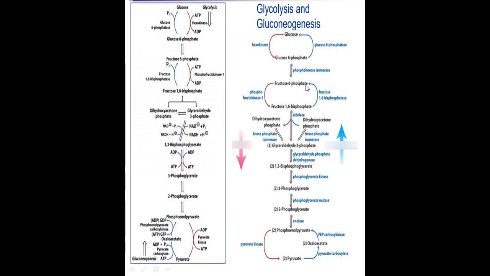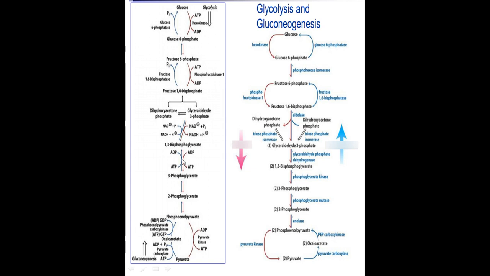So these are the three main reactions in glycolysis that differ in gluconeogenesis, and the three main enzymes which are replaced are hexokinase, phosphofructokinase 1, and pyruvate kinase. These three steps are the irreversible steps and also the rate determining steps in glycolysis, which are changed in gluconeogenesis.